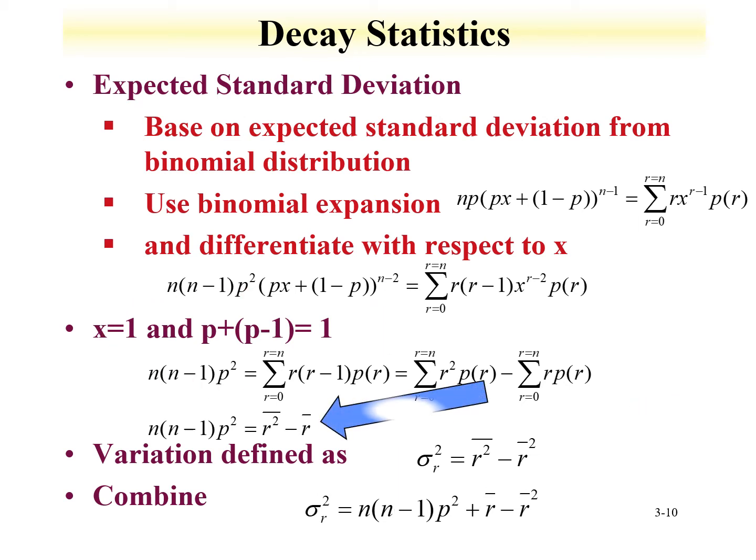We get the equation from here as we look at the sum. So we get a relationship between the square of the average disintegration rate minus the average disintegration rate. And this variation is defined as this term where we have the square of our standard deviation, and we can expand the square of the standard deviation to this term, which comes from the binomial distribution and the averages.